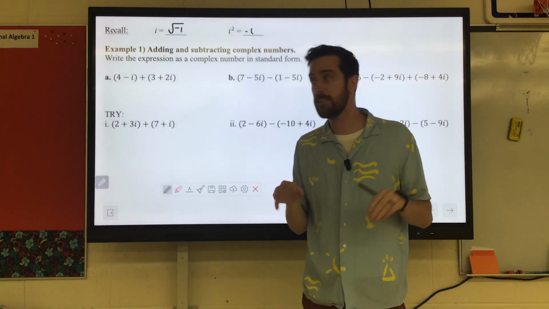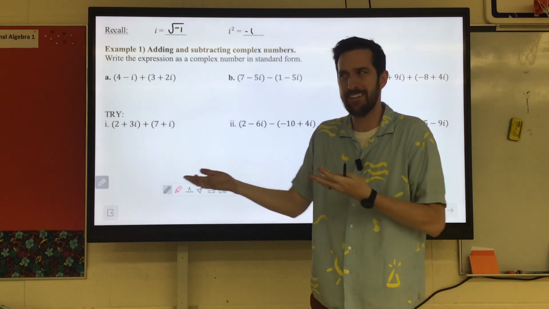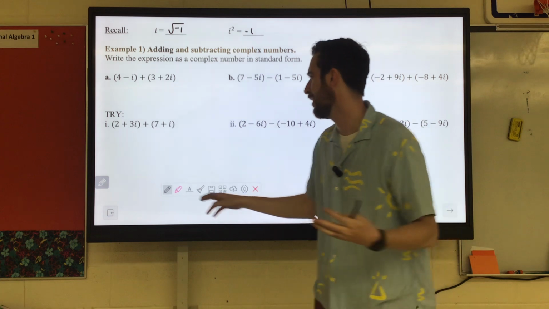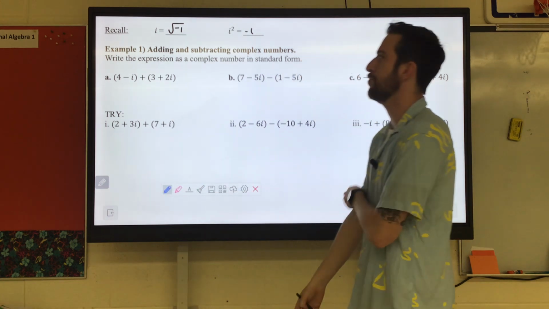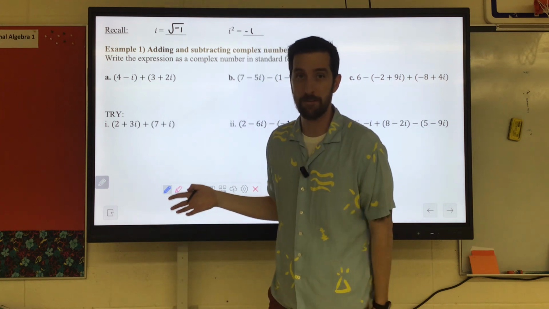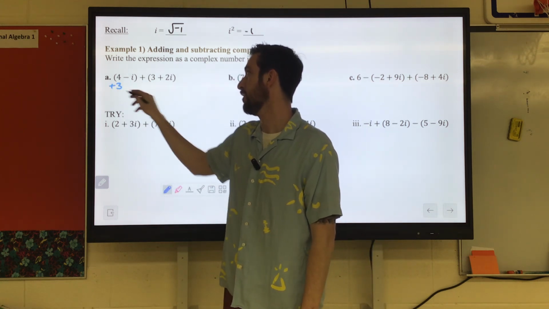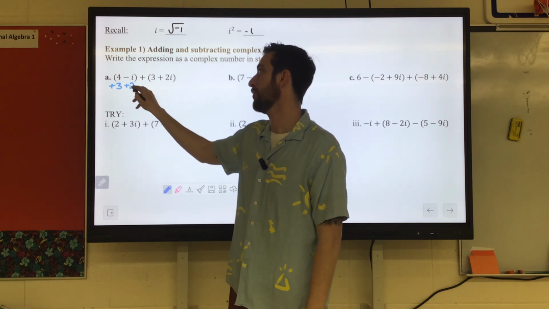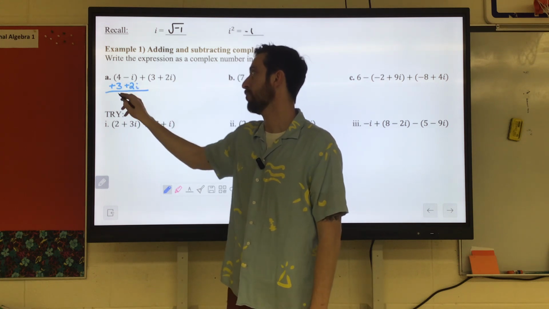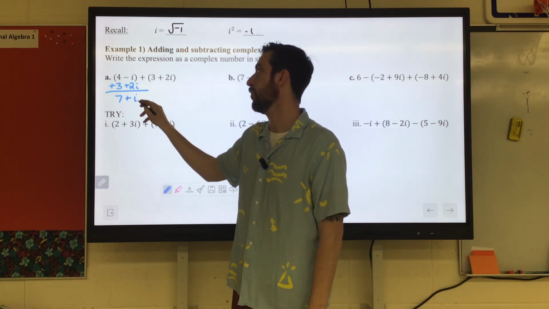All right, we're going to start real basic. Adding and subtracting, you can add regular numbers with regular numbers, i's with i's. It's kind of like they were just x's. Same thing. So if we're doing 4 minus i plus 3 plus 2i, some people like stacking them vertically. So 4 minus i, I could put the plus 3 underneath the 4, and the plus 2i under the i. And then 4 plus 3 is 7. -1i plus 2i is 1i.